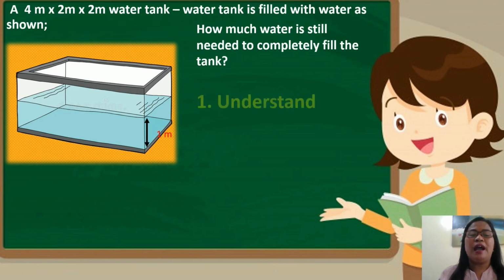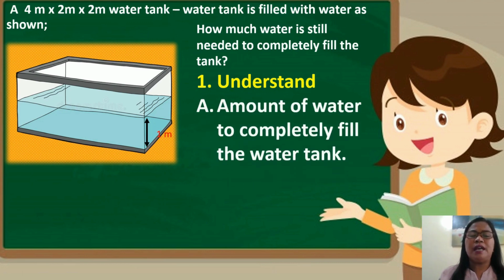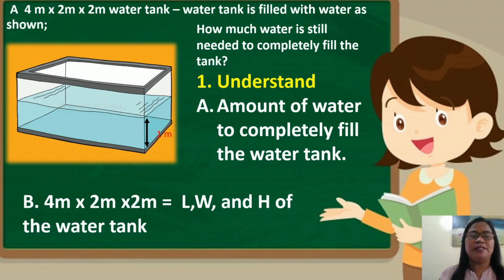First, understand. We have to know what is being asked for. So the problem is asking for the amount of water to completely fill the water tank. Next, we need to know what are the given. And the given are length is equal to 4 meters, width is equal to 2 meters, and height is equal to 2 meters of the water tank.